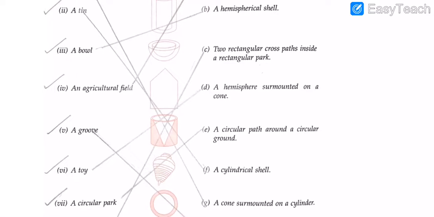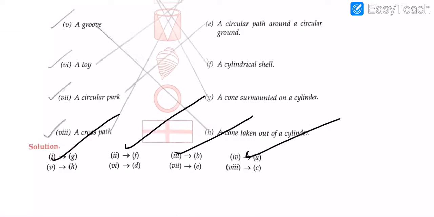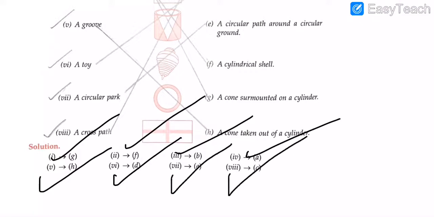So similarly, there are other ones as well. Let's quickly look at the answers. The answers will be 1 to G, we were right. 2 to F, again right. 3 to B, 4 to A, 5 to H, 6 to D, 7 to E, 8 to C. So these all will be your basic answers.